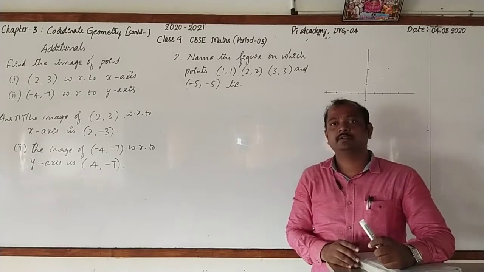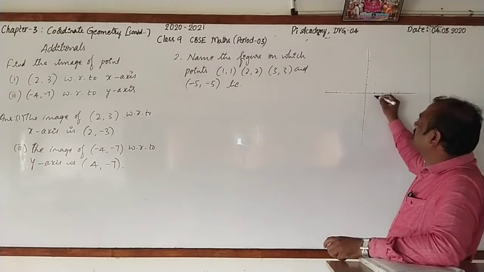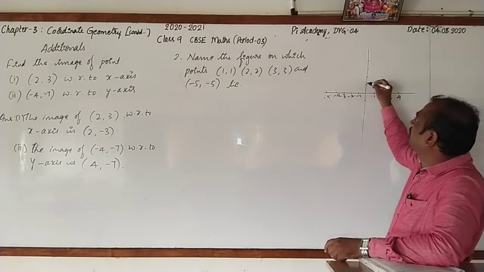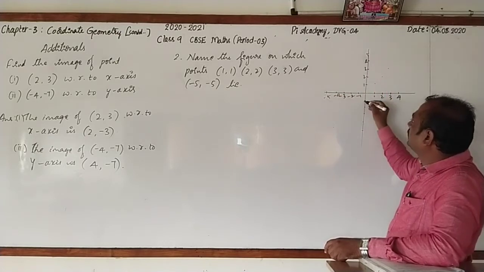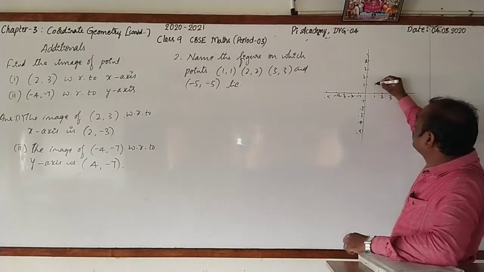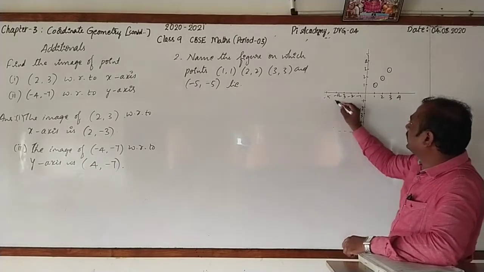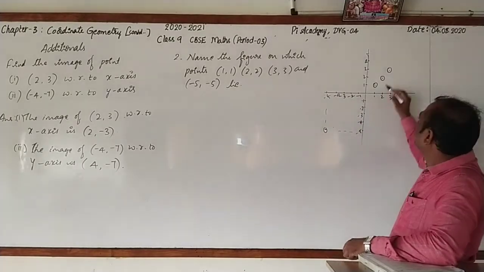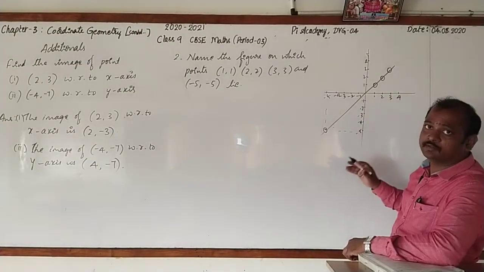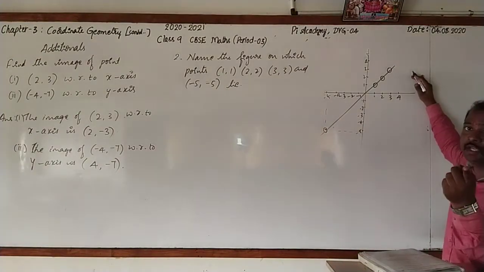It is straight line. If you want to check that, just observe this graph. Here x and y axis, here 1, 2, 3, 4. Here minus 1, minus 2, minus 3, minus 4, minus 5. Here 1, 2, 3, 4, 5. Minus 1, minus 2, minus 3, minus 4 and minus 5. See 1 point, 1 comma 1 that comes here, 2 comma 2 here, 3 comma 3 here. Then minus 5 comma minus 5 that comes here. And when you join these points, you will get a straight line. That means we can say these points lie on straight line.